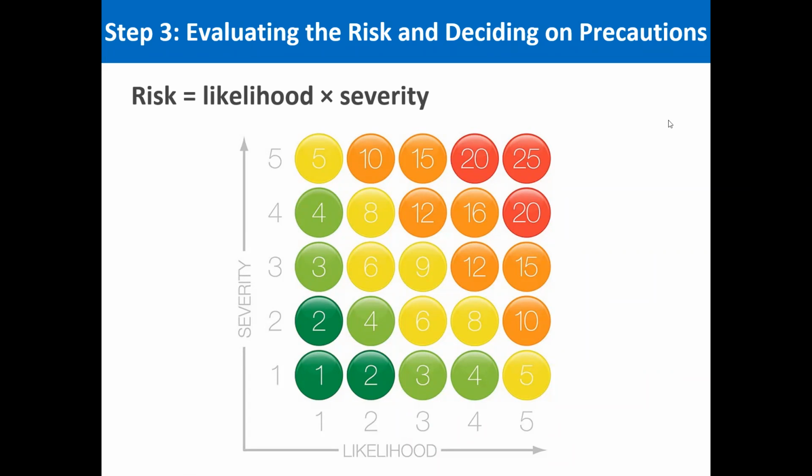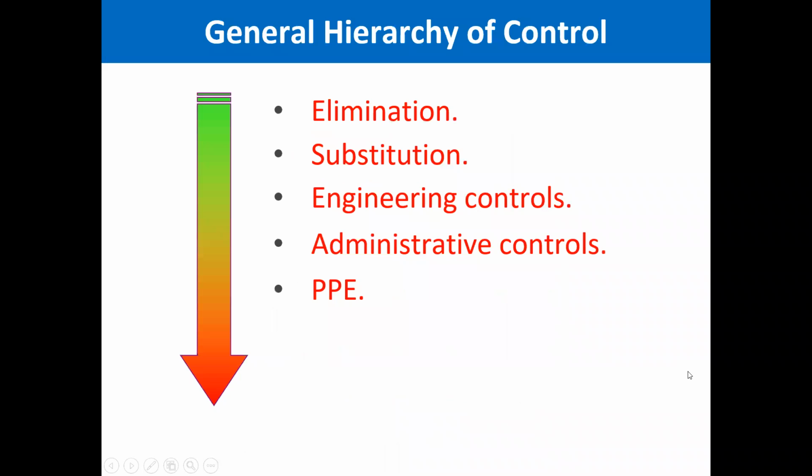Now, once we have determined the risk rating of any hazard, then what we need to do is we need to propose control measures. We need to decide on precautions. Now, when we decide on precautions or when we decide on control measures, we need to follow a hierarchy of control measures. This is called the general hierarchy of controls. The general hierarchy of control basically helps us identify the sequence in which we need to apply control measures to reduce the risk associated with any hazard.